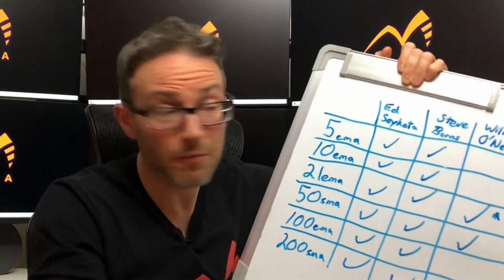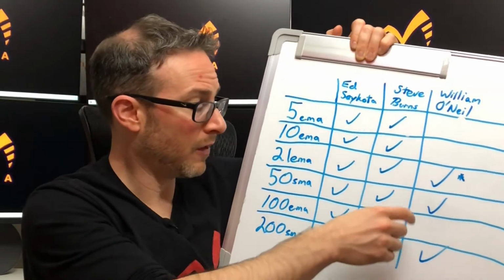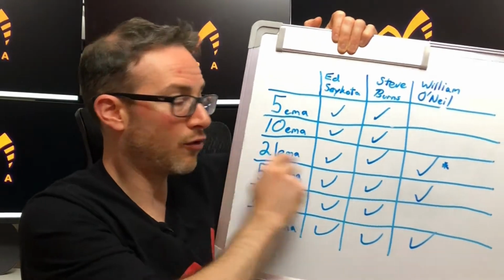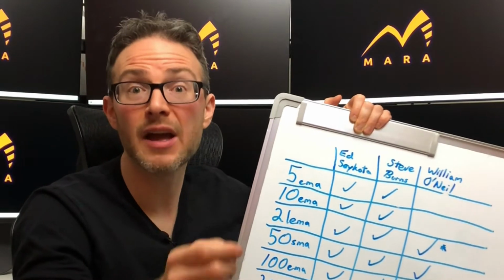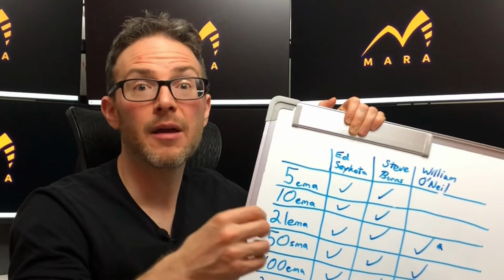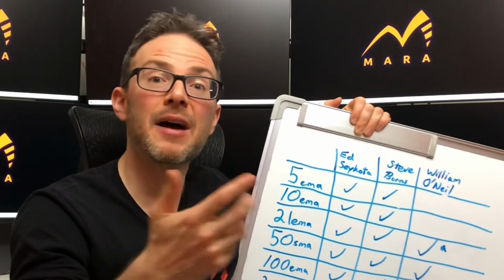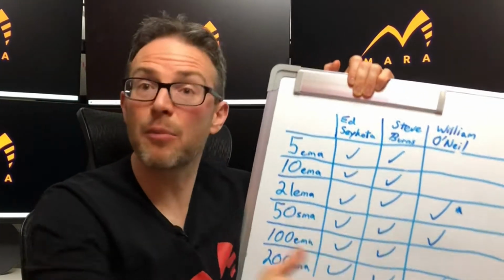Great. My first mentor, William O'Neill, he actually only uses the 50 and the 200, and I've got a little asterisk over here by the 21 because I actually don't remember him mentioning it in his book, How to Make Money in Stocks, but it was something that was taught at the Advanced Level Chart School and Market School by Investors Business Daily, which is his company. So if he's not personally using it, then he at least blesses that idea.